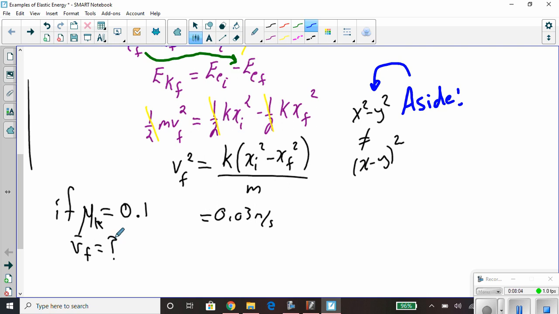So let's make this more complex. I think that would be a good idea. What if there was a coefficient of friction of 0.1 in here? What would the final velocity be then? Let's try that.